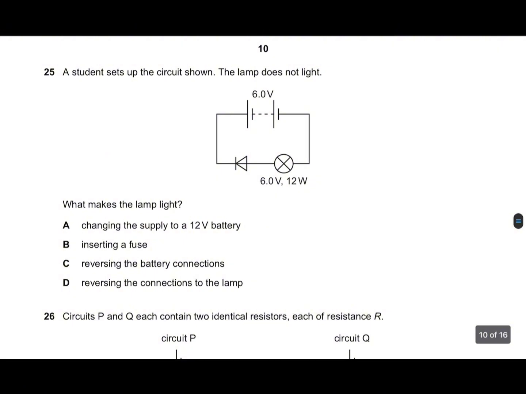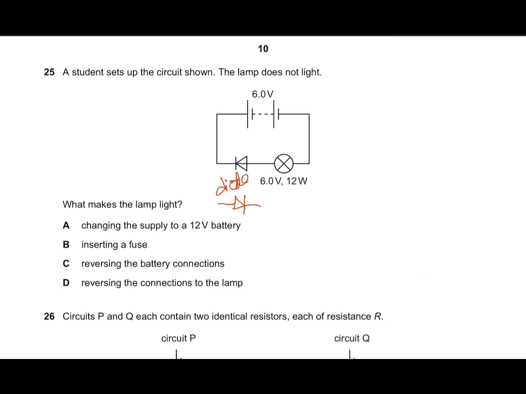A student sets up the circuit shown, and the lamp does not light. We can see we have a diode over here, and diodes have orientations. We have a forward-biased diode or a reverse-biased diode. So this one is placed incorrectly within the circuit. If we correct the diode connection, that would fix it.